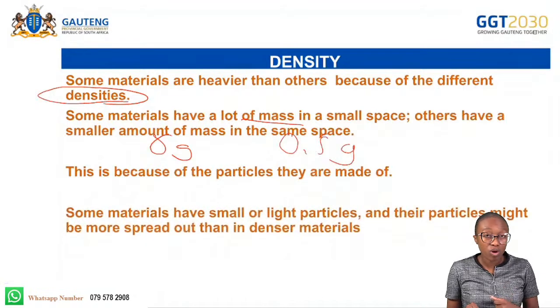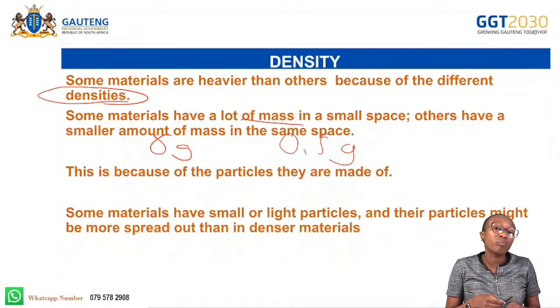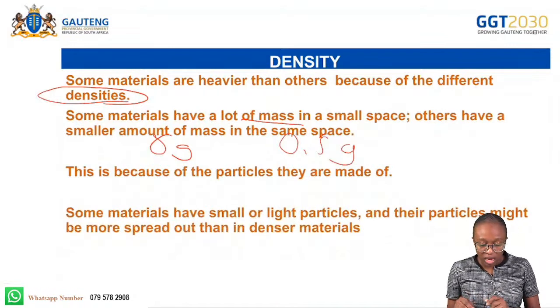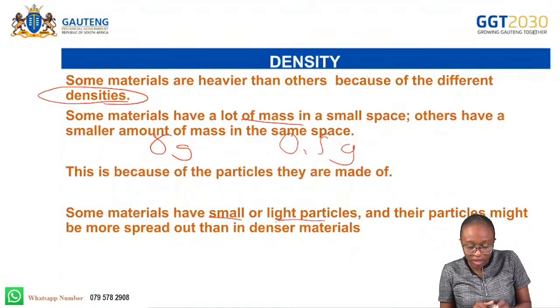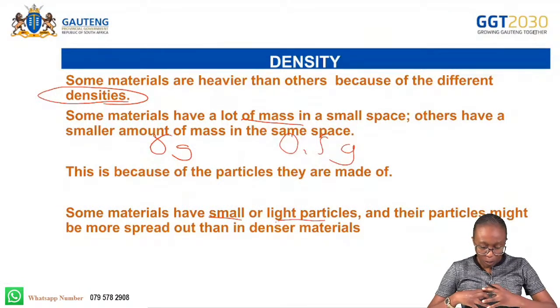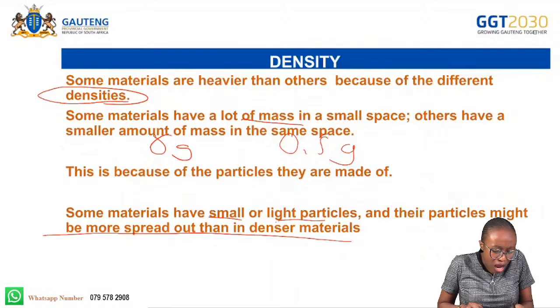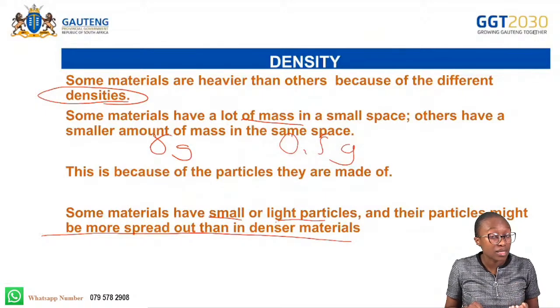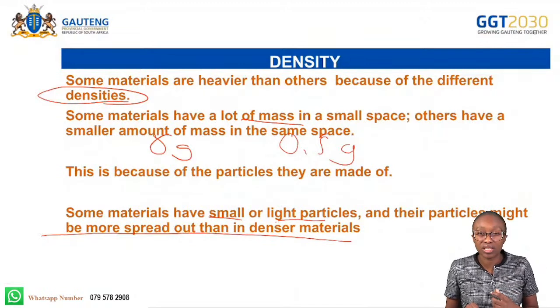So this is because of the particles they are made of. Because of the particles they are made of, some metals will have a lot of mass in a small space in comparison to other materials. Some materials have small or light particles. Their particles might be more spread out than in denser materials.